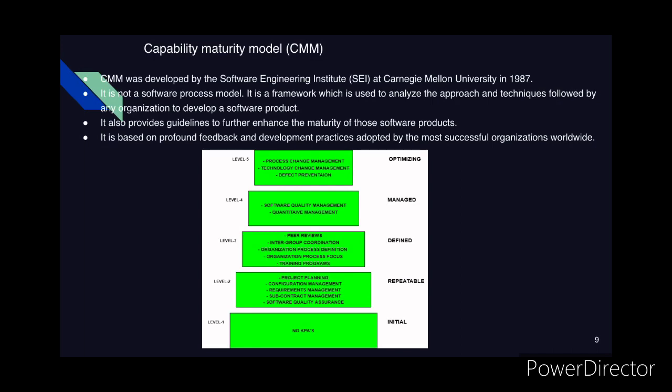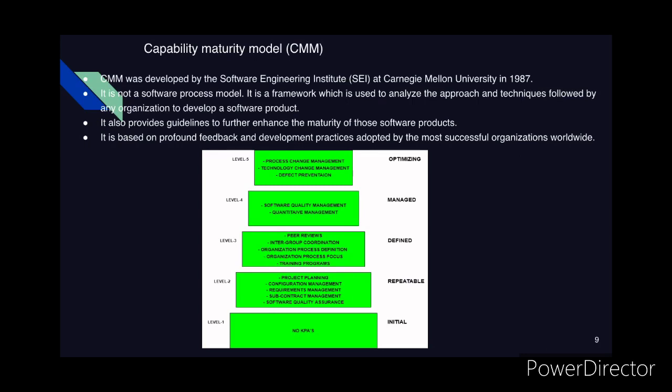This is the highest level of process maturity in CMM, and focuses on continuous process improvement in the organization using quantitative feedback. Use of these new tools, techniques, and evaluation of software process is done to prevent recurrence of known defects, so that again and again same errors do not occur. Now what are the KPAs included in this level? That are process change management, technology change management, and defect prevention.